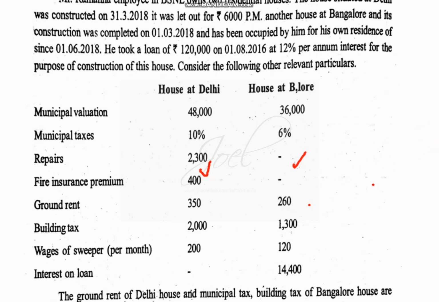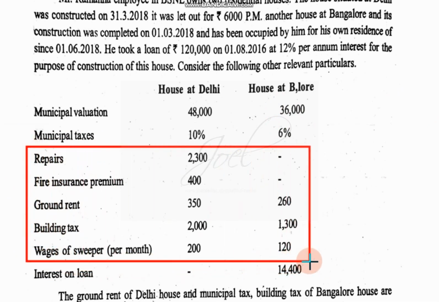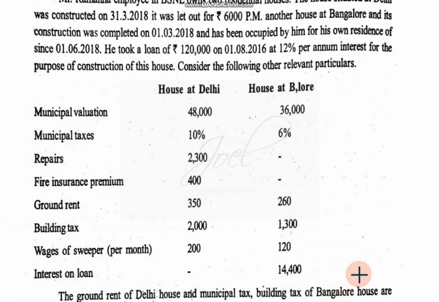Then we'll see other information. Repairs: he has spent some amount on repairs, but repairs won't come in our calculation. Fire insurance premium won't come. Ground rent won't come. Building tax also won't come. Wages to outsiders: none of these informations will come. So we are not using this information. It will not come anywhere in the solution, so we are going to ignore all of it.